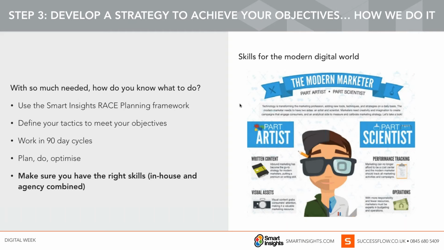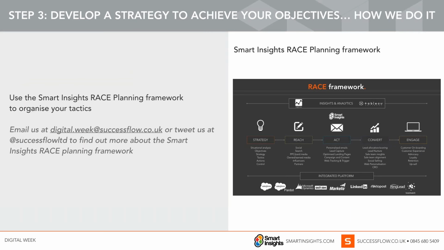This is a bit of a fun infographic and a bit of a shortcut to the kind of things and skill areas that you should be looking for in your team, and it links nicely back to the capability assessment, which would show you maybe you're actually strong at the content side, but not so strong at performance tracking. Perhaps you're really good in terms of creating nice visual content, but not so good when it comes to delivering and converting that great content into leads, revenue, profit, etc. So if you do one thing, we think you should use the Smart Insights RACE planning framework to organize your tactics and get a plan and be able to measure and build from there.